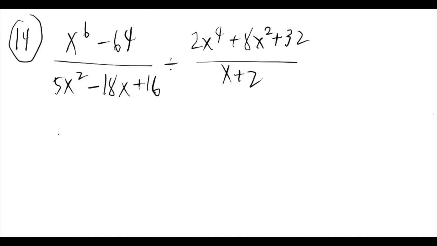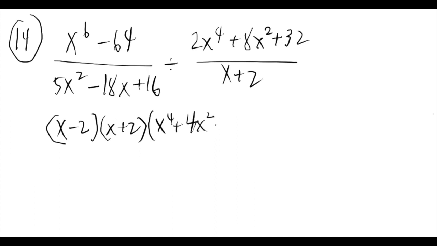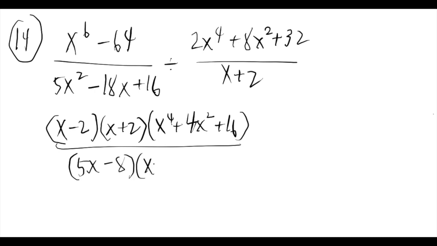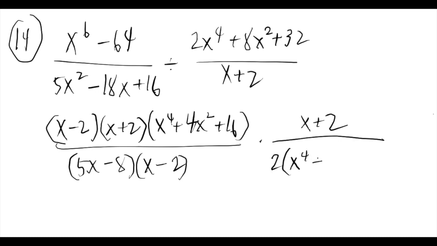Okay, this one, if we factor this one, you will get x minus 2, x plus 2 times x raised to 4 plus 4x squared plus 16 over 5x. Ito naman, ang magiging factors na would be 5x minus 8 times x minus 2. Okay, times x plus 2 sa taas. Anong factors nito? Ang pwede natin ilabas yung 2. We will get x raised to 4 plus 8x squared plus 16.